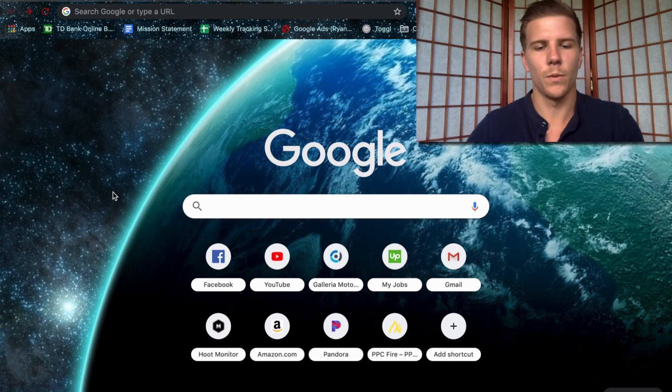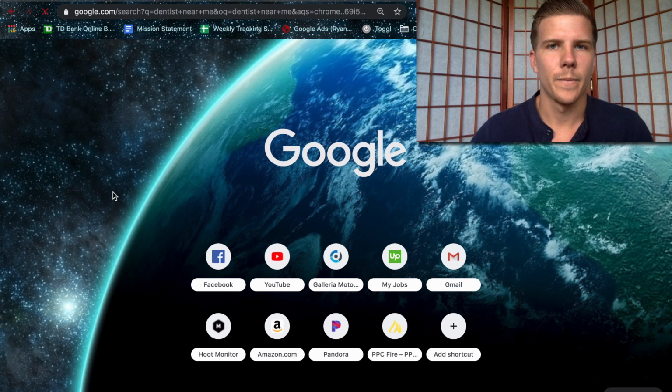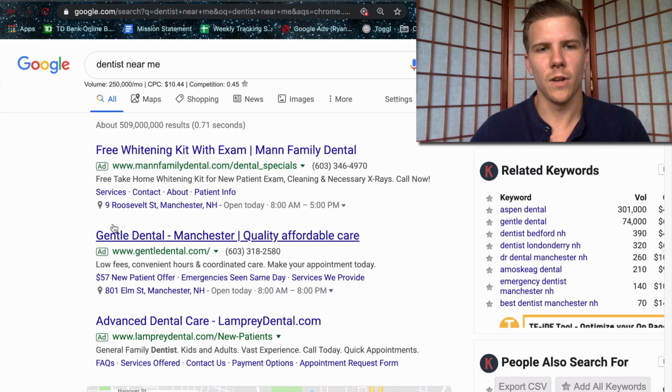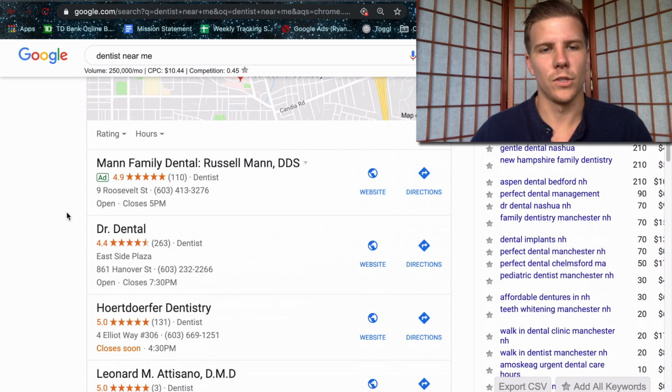So let's say someone goes to Google, they type in dentist near me, and they're looking for a dentist, of course. And ads are going to show up on top here. You can see them by the ad icon. Also, if you look in the map, there's going to be an ad there now as well.